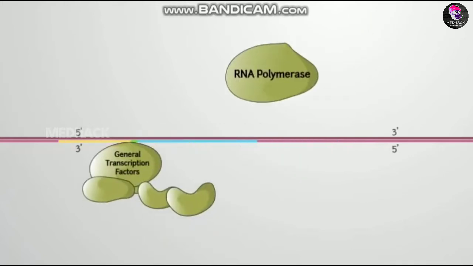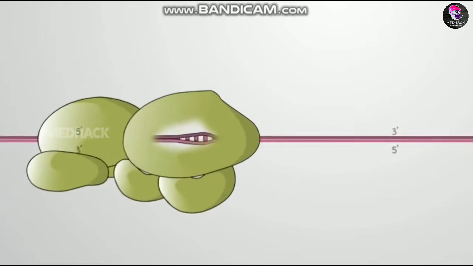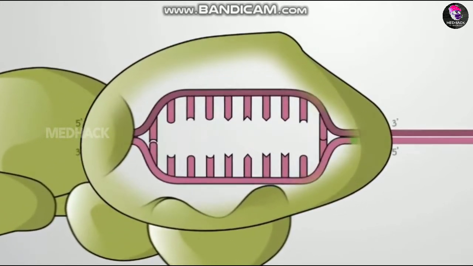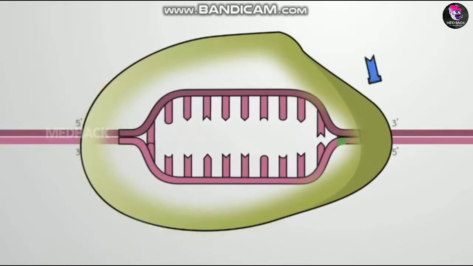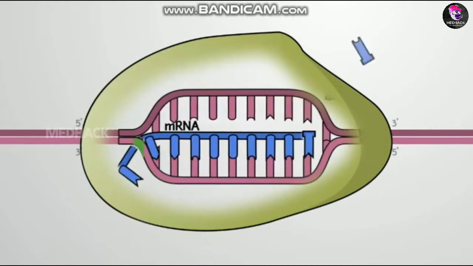Once the necessary components are bound, the pre-initiation complex unwinds a short stretch of the DNA upstream of the transcription start site, and RNA polymerase begins producing a new strand of mRNA.